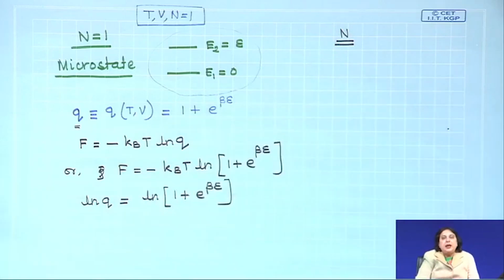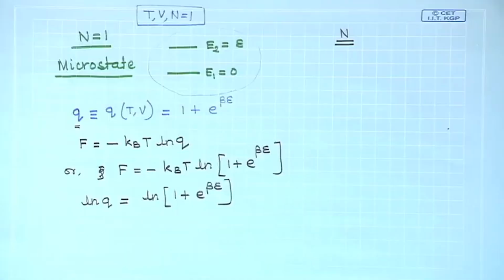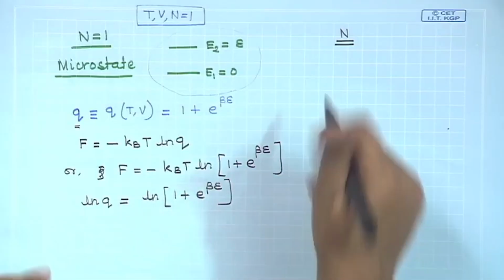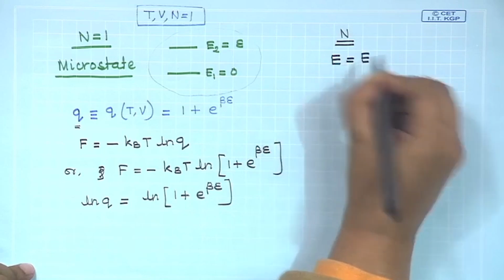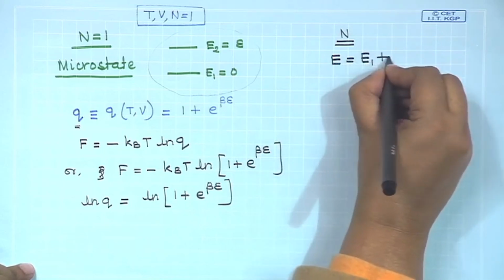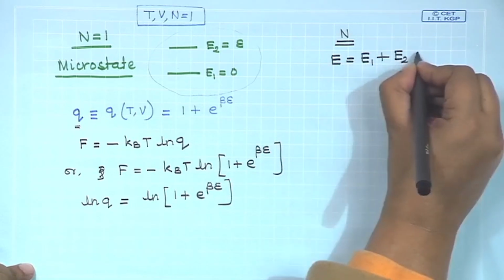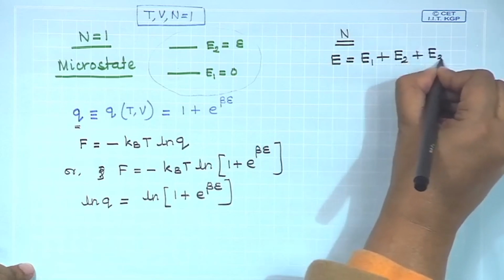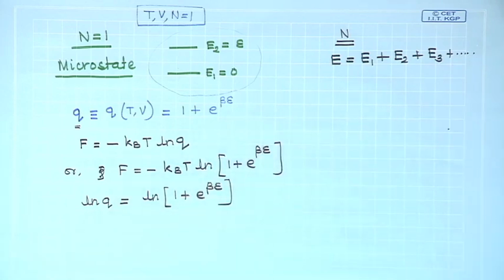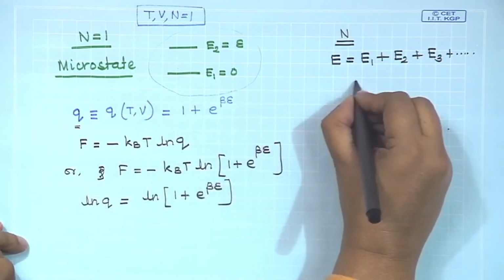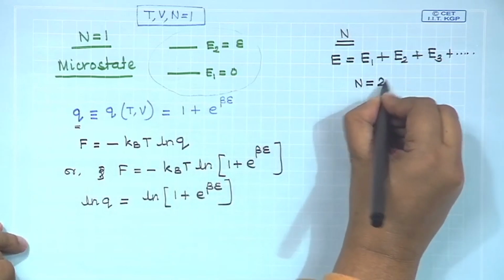Now, the question is, if I have a collection of N particles that are not interacting with each other and that are distinguishable from each other, in that case the total energy of the system will be written as something like E1 plus E2 plus E3 and so on and so forth. So, maybe let me take a simpler system like capital N equal to 2. So, I have a two particle system.